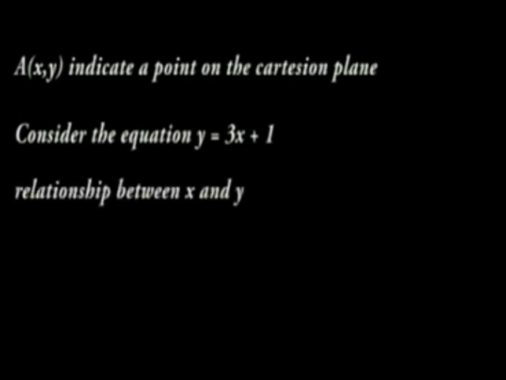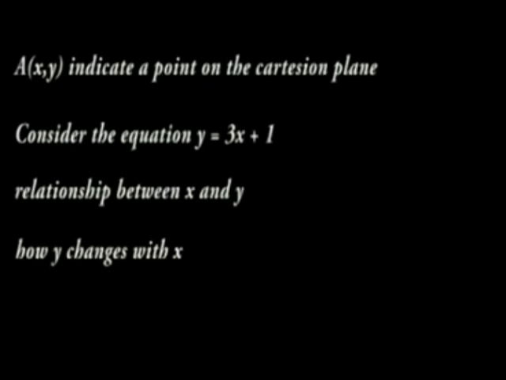Linear graphs. The ordered pair (x, y) indicates a point on the Cartesian plane. Consider the equation y = 3x + 1. Such an equation tells us the relationship between x and y. This relationship can be represented on a Cartesian plane. The line will show how y changes with changes in x.